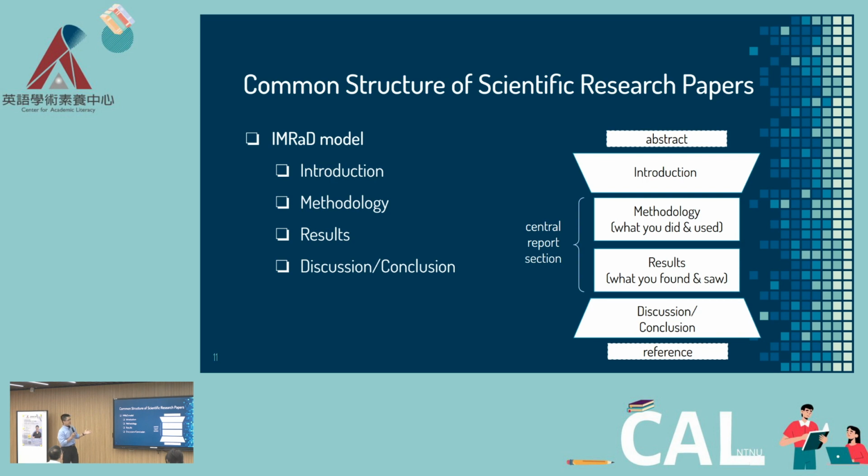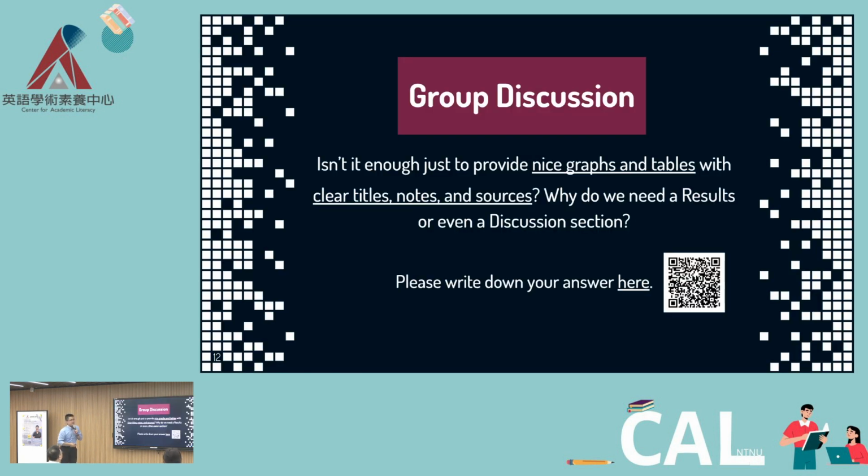So then the question is, what information should be included in each of the sections? Okay, let's move on. Now I would like to ask you to do a little group discussion. You have the handout with you. We have those four sections, especially the results and discussion sections. So the question is, isn't it enough to just provide nice graphs and tables with clear titles, notes, and sources? Why bother writing sentences for the results and discussion sections?